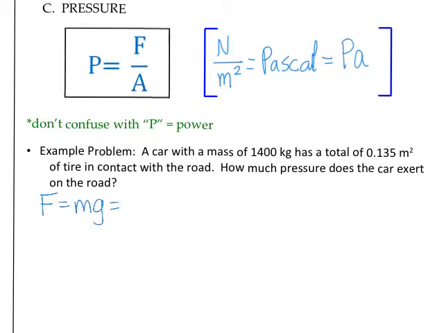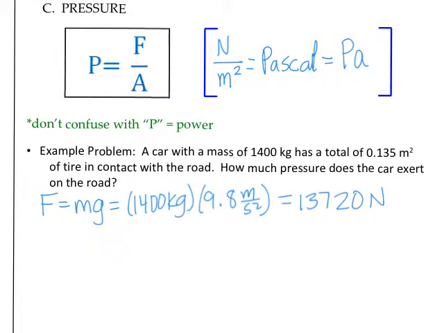So take a moment and go ahead and figure that out. You should get about 13,720 newtons for our force. The area is already given to us. It says that there's a total of 0.135 meters squared of tire in contact with the road, so it's already taken into account all the tires put together, and we are looking for the pressure. All we have to do now is plug in. So take a moment and try that and come back and see if you got the right answer.